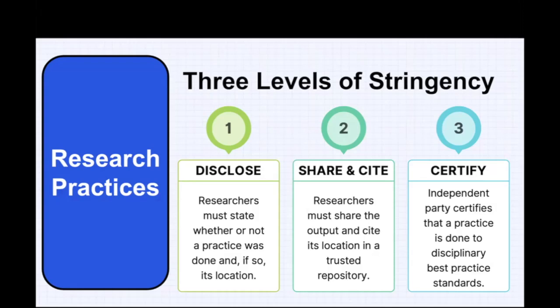This also adds some flexibility for researchers who are reusing existing data, materials, and code. So if the researcher is not sharing the open artifact themselves, there's still a directive to cite the open output in its trusted repository. So the new level two, I think, encompasses a wider variety of fields and approaches than the previous one, and it increases the prominence and importance of citation for tracking the use of open artifacts.